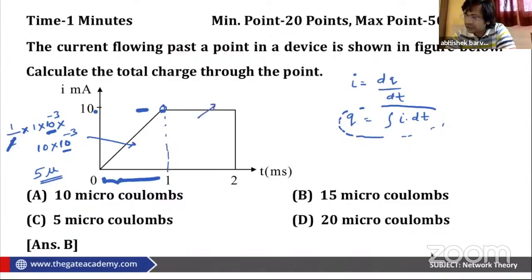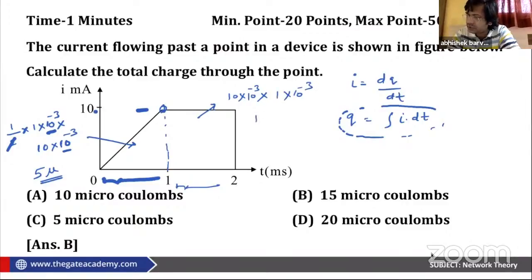Over here, when I calculate the rectangle, it is just length into breadth. So what is the length? Length is 10, but it's not just 10, it is 10 milliampere, multiplied by the breadth, which is again 1 into 10 to the power minus 3. So this gives you what? Micro. So come on, the area of the right angle triangle is 5 micro, and the area of the rectangle is 10 micro. If you want to calculate the total area, then it is 5 plus 10, which makes it 15 microcoulombs. So 15 microcoulombs is the correct answer.